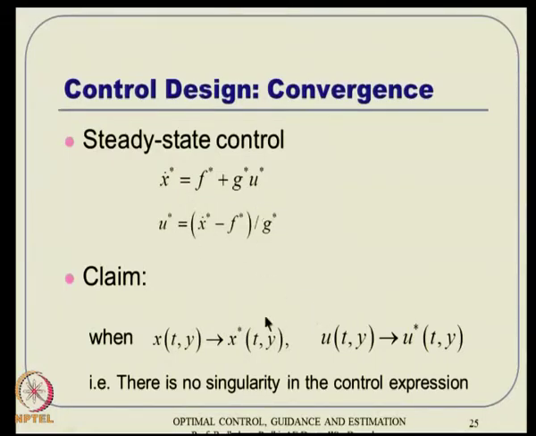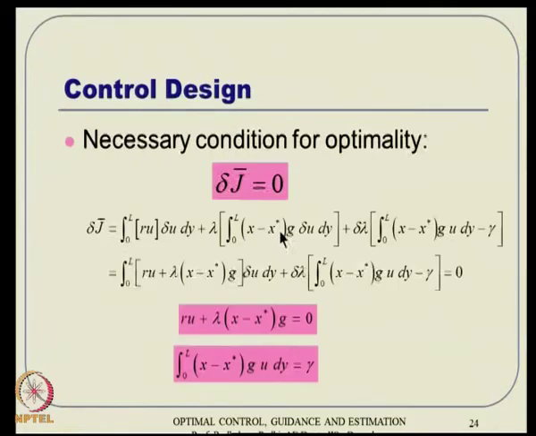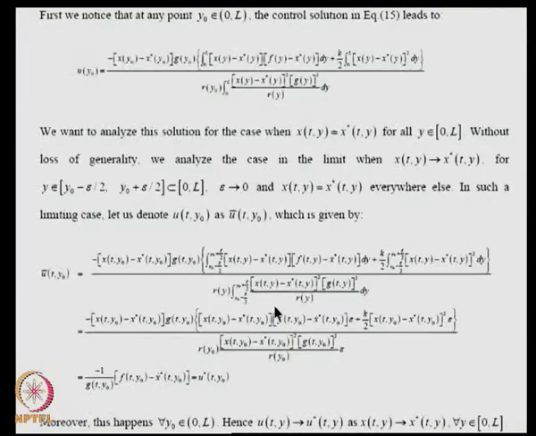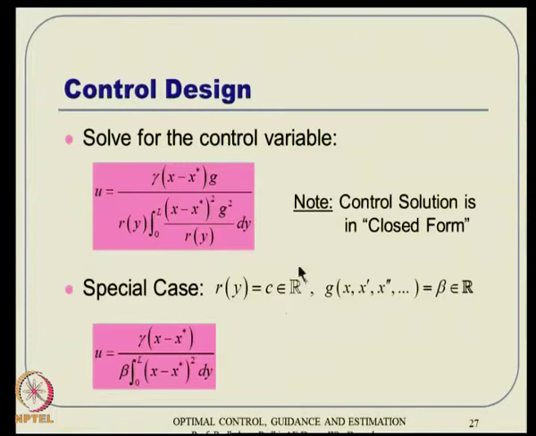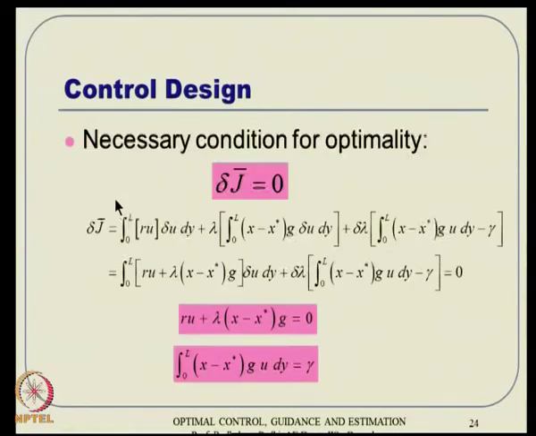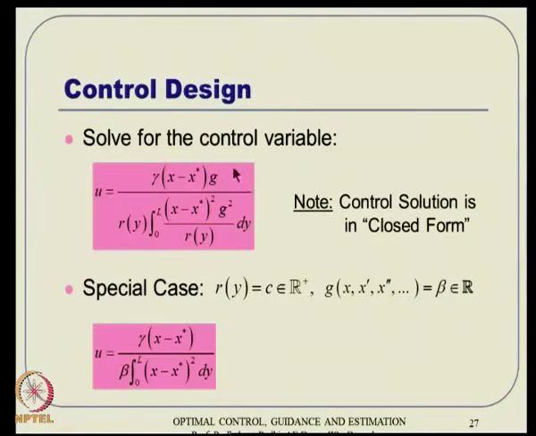And the claim here is when x goes to x star, u should go to u star also. Then only it can be maintained there. The error can be maintained at 0 basically. So, from this whatever solution we will get, it goes to 0. And the solution turns out to be something like this form. In a special case, if you solve these two equations, and you can see the details in the paper if you are unable to see that, then you can come up with this solution.